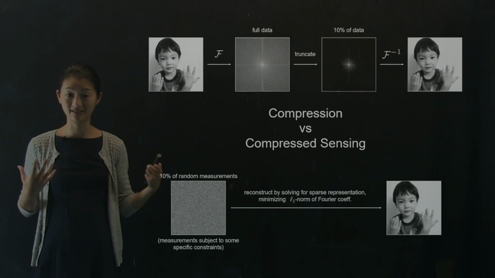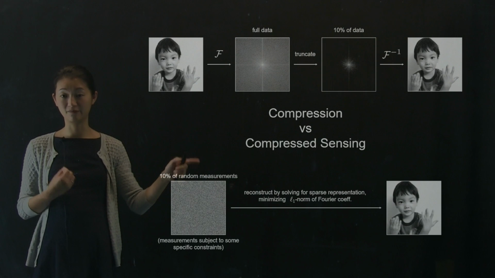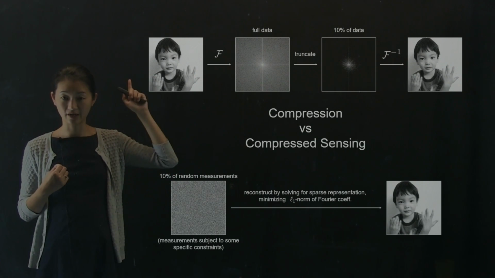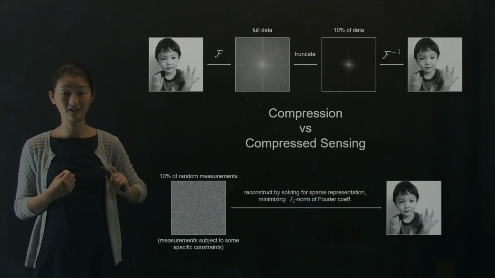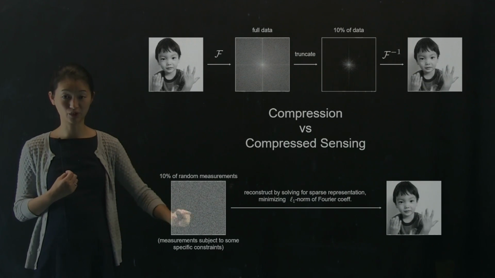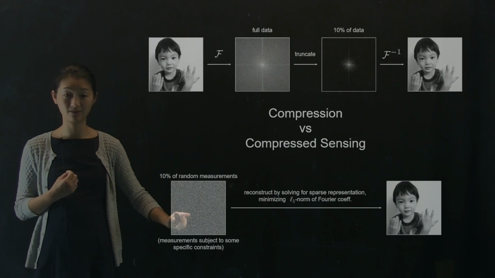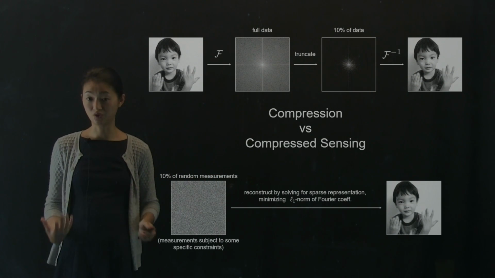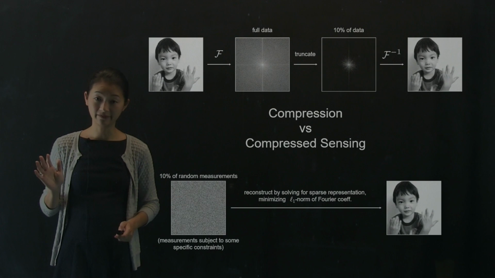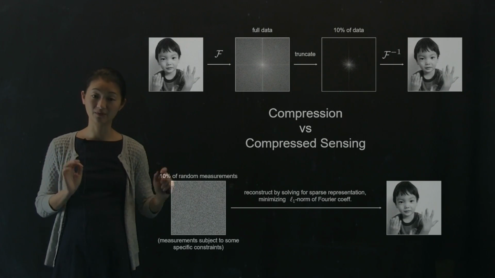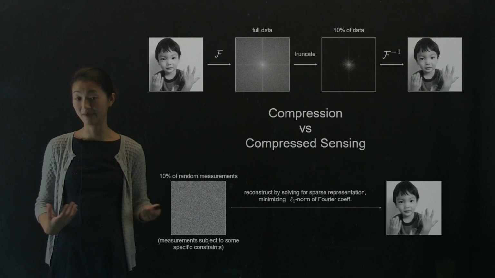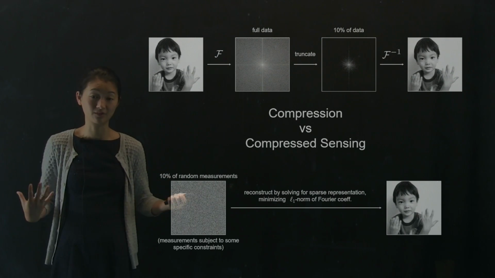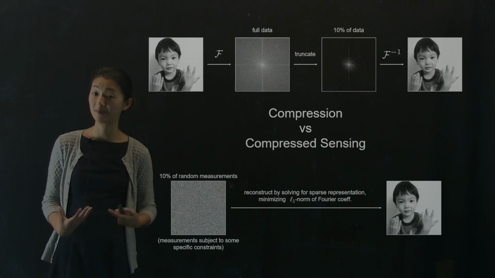So that's the basic idea that differentiates compressed sensing from compression: instead of acquiring all the information up front, I'm only going to acquire a small portion, a subset of the image to begin with. And so these measurements are subject to some very specific constraints. And there's a well-developed literature around what those constraints are, how do you know you have them, et cetera, for various types of signals, including images, but also other types of things.